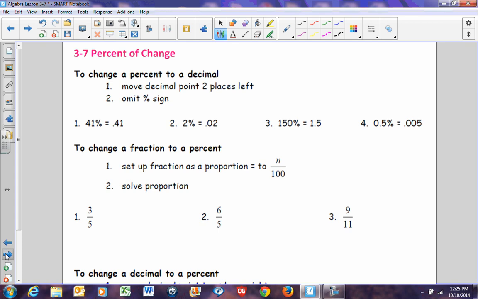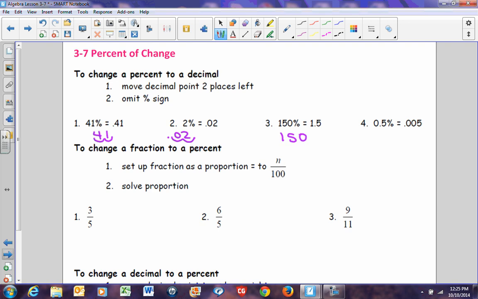So if I have 41%, I will move my decimal point 2 places to the left. And remember, if a number does not have a decimal point expressed in it, that decimal point is always at the end of the number. So 41%, the decimal point would be here after the 1. You move it 2 places to the left, it becomes 0.41. 2%, your decimal point would be after the 2. You move it 2 places to the left, add a 0 at the beginning, and your decimal would be 0.02.